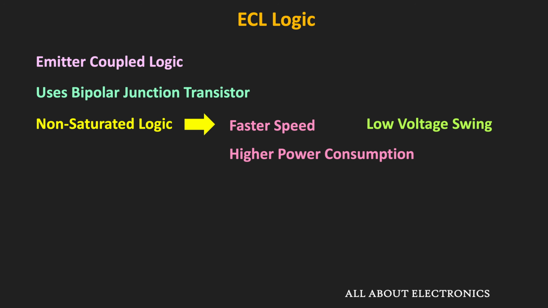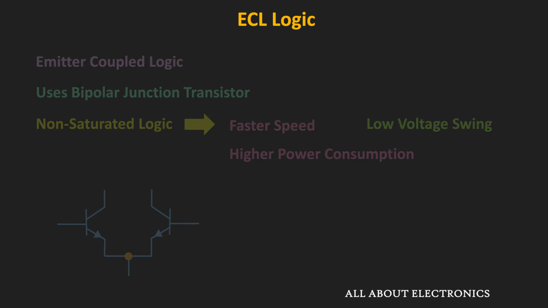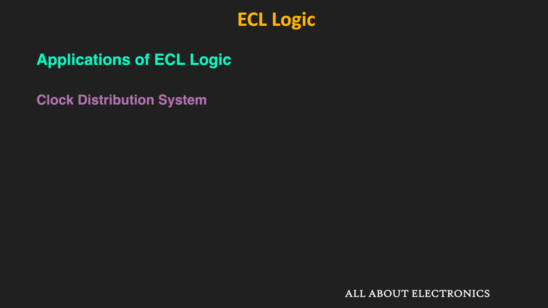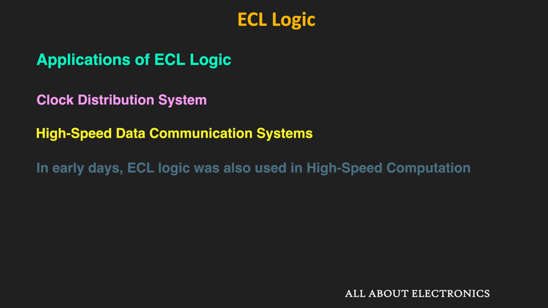Now the reason this logic is called the emitter coupled logic is because here the emitters of the transistors are coupled or connected together. Typically these ECL gates are used in the high-speed applications like in the clock distribution system and in the high-speed data communication systems. In the early days, they were also used in the high-speed computation. But because of its higher power consumption, nowadays they are not used in the applications where the energy efficiency is more important. Rather, they are used in the applications where the speed is more important than the power consumption.